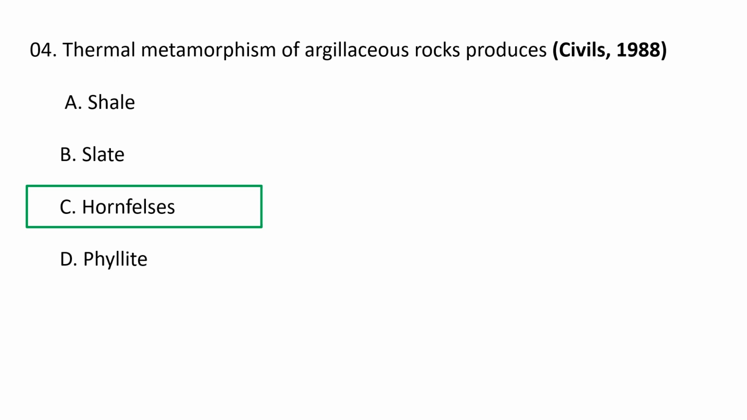Contact metamorphism, often called thermal metamorphism, happens when the rock is heated up by an intrusion of hot magma. So thermal metamorphism of argillaceous rock produces hornfelses. C is the correct answer.